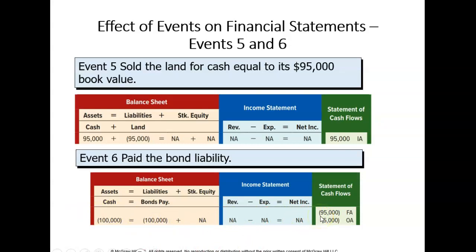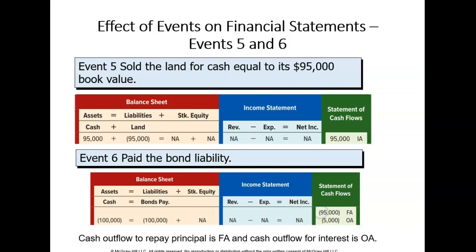The $95,000 amount being paid is shown as a financing activity because that was the amount that we actually received for the bond. The other $5,000 was shown as an operating activity, which is going to be for the discount on that bond account. Okay, so that $5,000 for the discount is shown as interest expense, and therefore it goes in the operating activity section of your statement of cash flows.